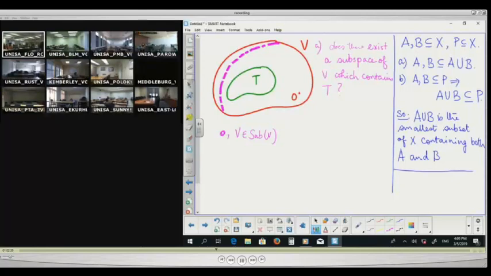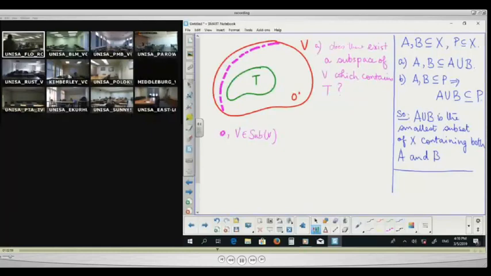So, you have given me any subset. My question is, is it possible to find a subspace of V which contains T? What is it? V. V itself is there. Good. Very good. Now take the collection of all subspaces which contain T.